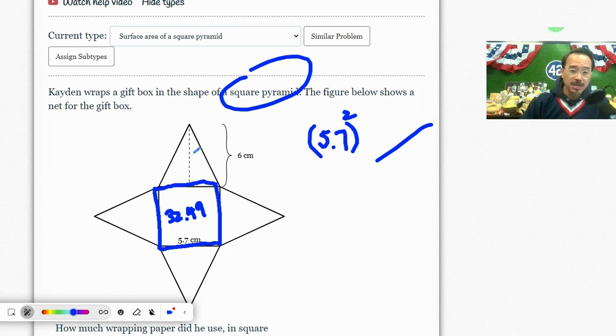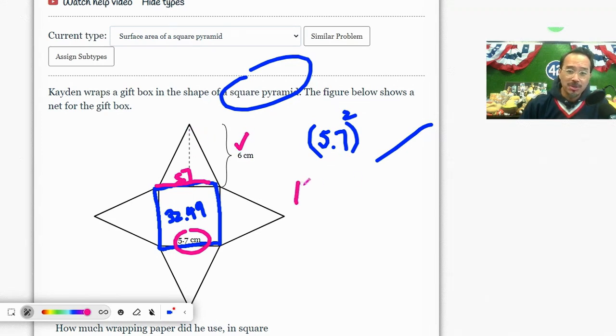Like this. Okay, now for the rest of these, you don't have to do this 4 times, obviously. So let me change color first. And then we have a triangle, right? Now, what's the base? Let's just use this one. What's the base of this triangle right here? Yeah, it's 5.7, right? Because this is 5.7. So this has to be 5.7. The height is 6.